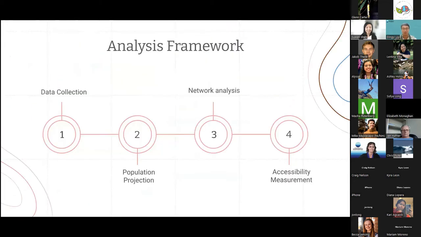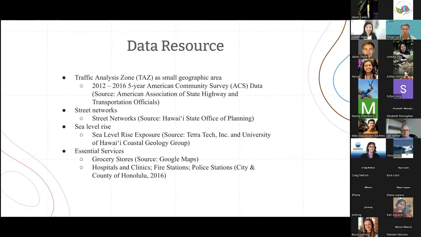Okay, next is the method I use. At first I collect some data and I project the population in 2050 in each coastal community in Hawaii. Then I use network analysis in ArcGIS and get accessibility measurements. So this is the data resource. I have the transportation analysis zone, TAZ, as a small geographical community area. Then I have street networks and sea level rise exposure in different sea level rise scenarios. Also the essential services: grocery stores, hospitals and clinics, fire stations and police stations for the essential services analysis.